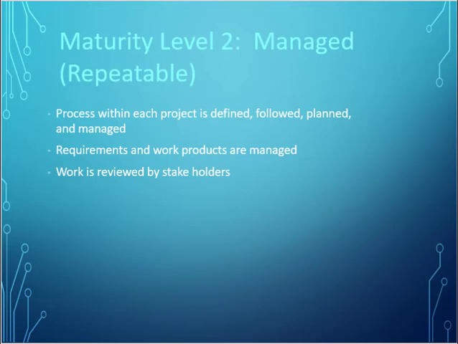Maturity level 2 is called managed. And this used to be called repeatable. But essentially, in order to be at level 2, each process has its own defined, followed process, and they plan it and manage it. They have requirements. They keep track of their work products, which means the individual deliverables that they do are managed in some sort of way. And there is somebody in the stakeholders that is reviewing what is going on.